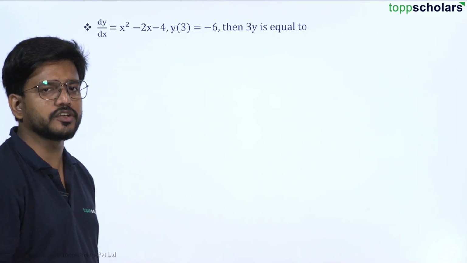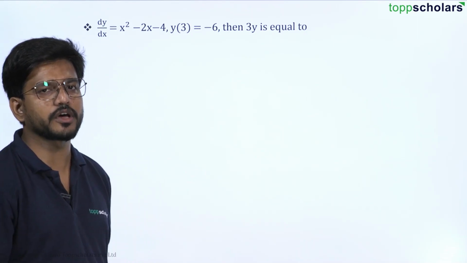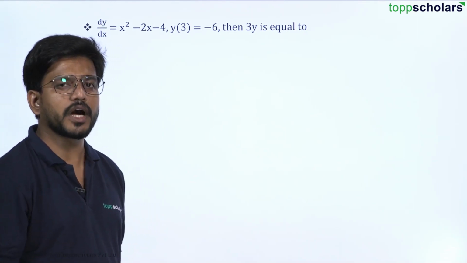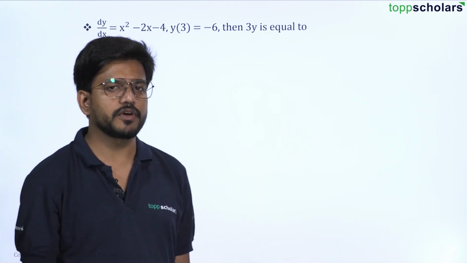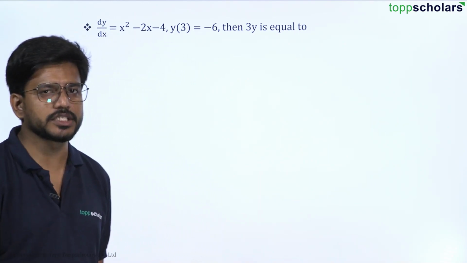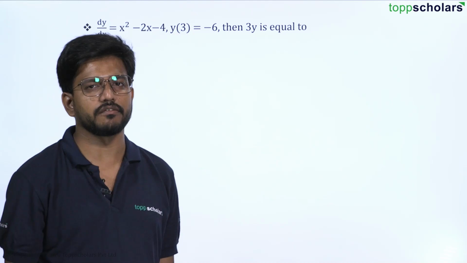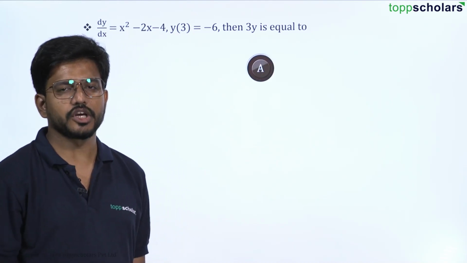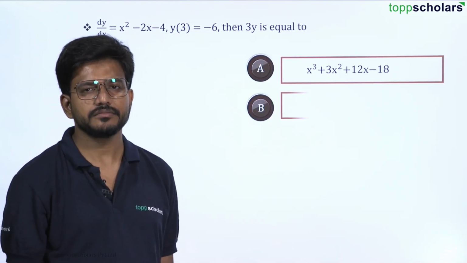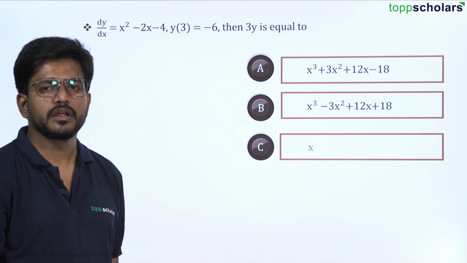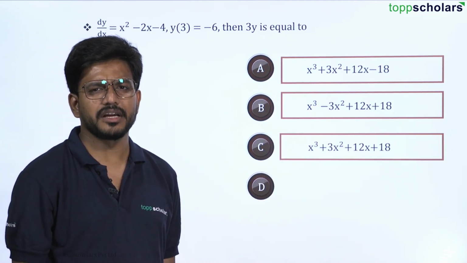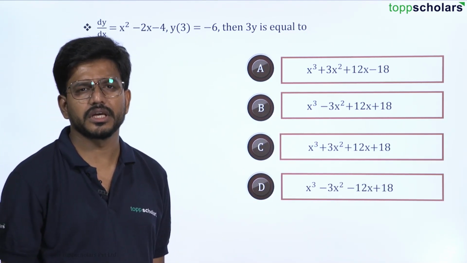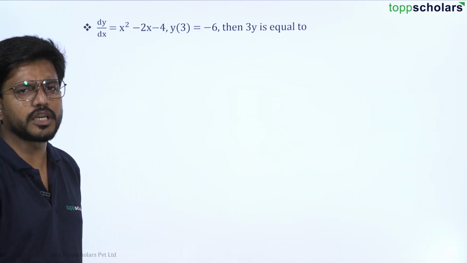So the next question is dy by dx is given as x square minus 2x minus 4. y of 3 is minus 6. It means when the value of x is 3, value of y is minus 6, and we need to find out the value of 3y. What is it equal to? So the options are these. Very big and long options. Okay, let's check. So first of all, how to solve this?